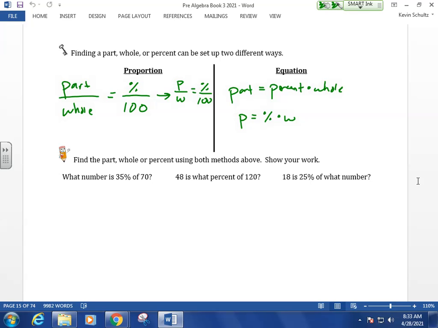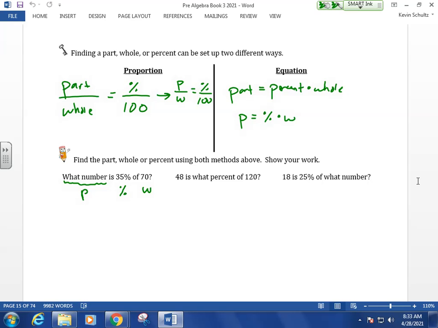What number is 35% of 70? First of all, we need to figure out, what are we solving for? What do we know? What do we want to find out? Well, the percentage symbol allows me to easily identify that as the percent. And that word "of" clues me into what the whole is, right? Of 70, our whole. What number is a percentage of the whole? This is what we're solving for, this is going to be our part.